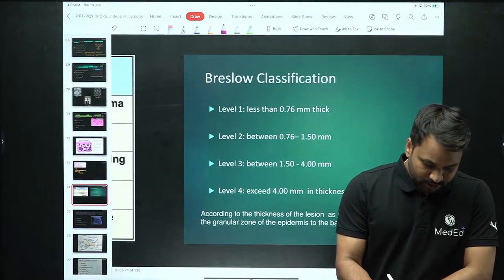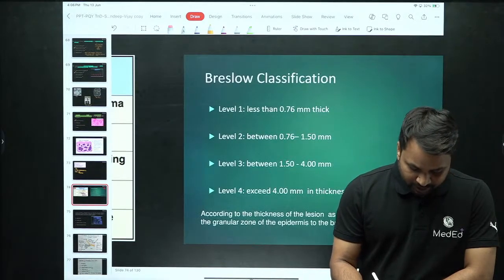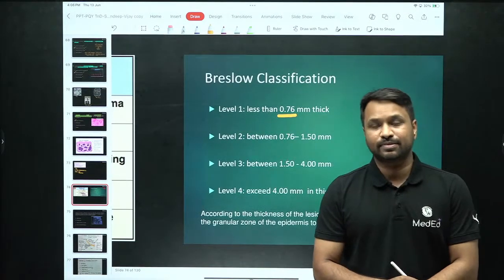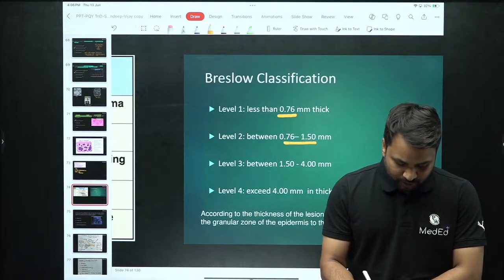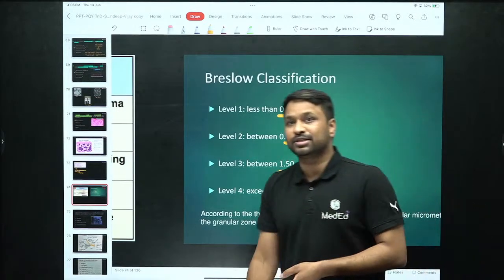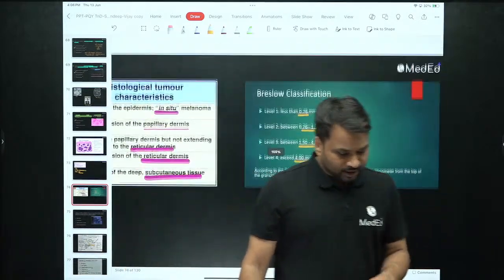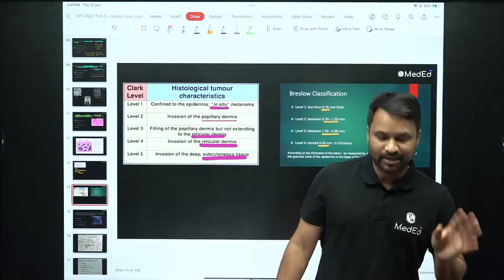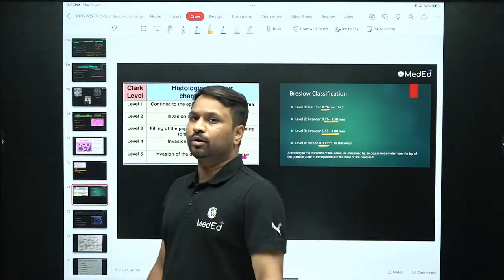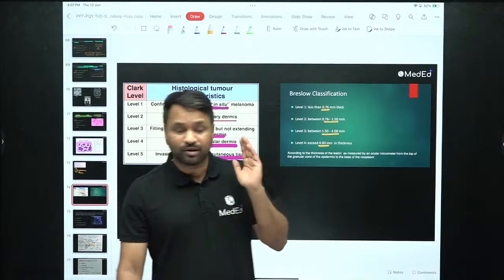So in Breslow's, level 1 is less than 0.76 millimeters. From 0.76 to 1.5 is level 2, 1.5 to 4 is level 3, and beyond 4 millimeters in thickness of invasion is called level 4, right? So all these are conclusive with respect to the skin malignancies. You should know about basal cell carcinoma. Malignant melanoma is something that you cannot go to the exam without reading.